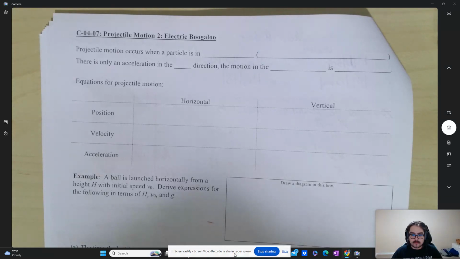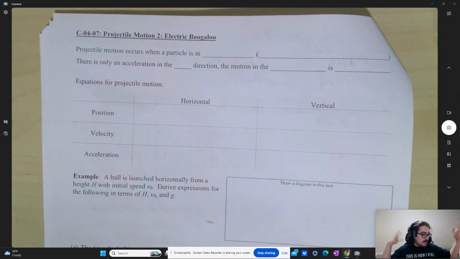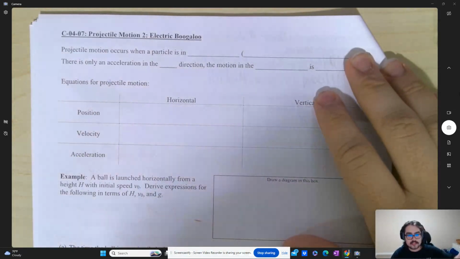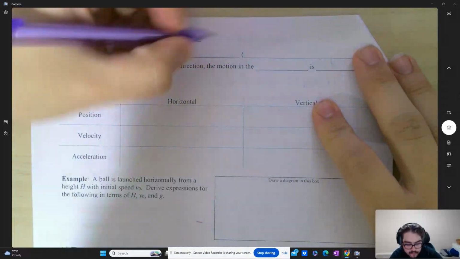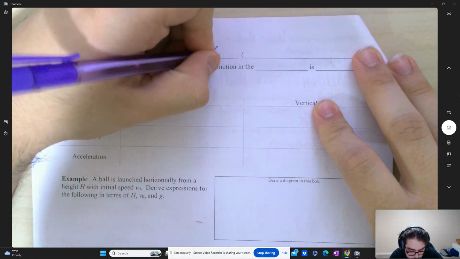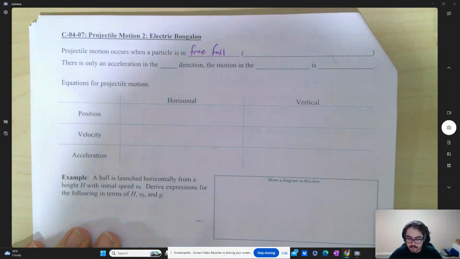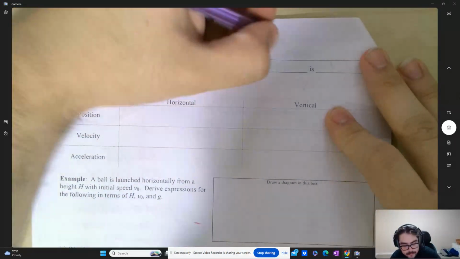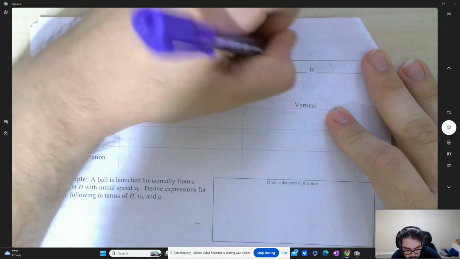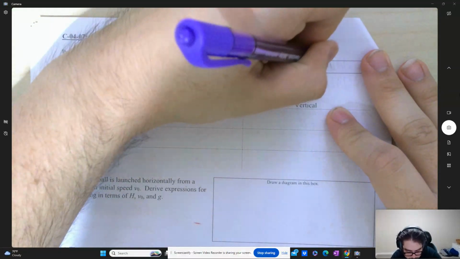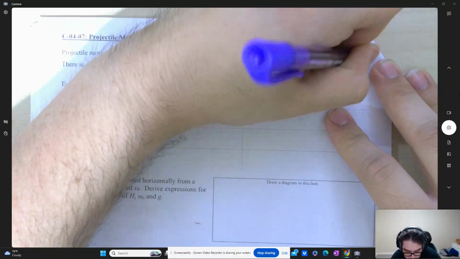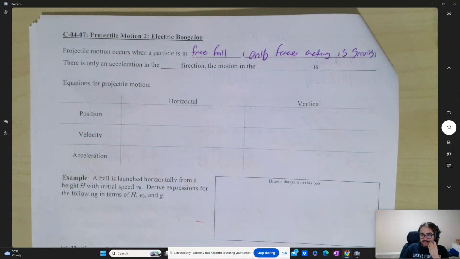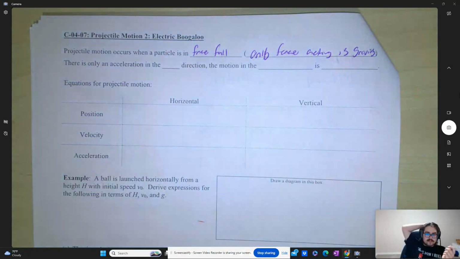All right, we are back with projectile motion. If you remember, projectile motion occurs when a particle or an object is in free fall. That's the type of motion an object has when it's in projectile motion. It's only in free fall, right? That means that the only force acting is gravity.